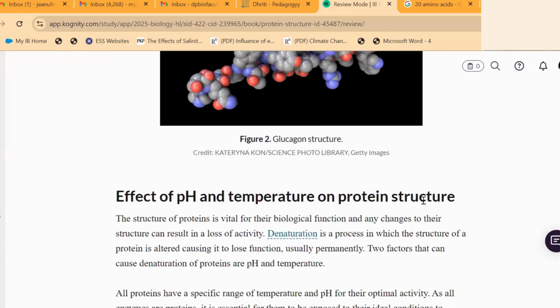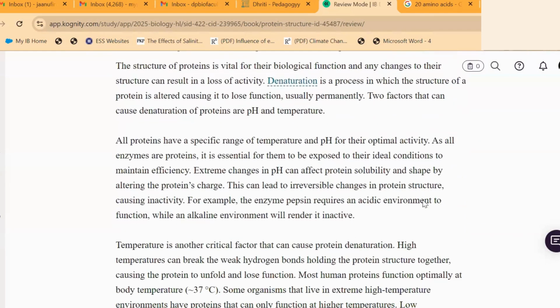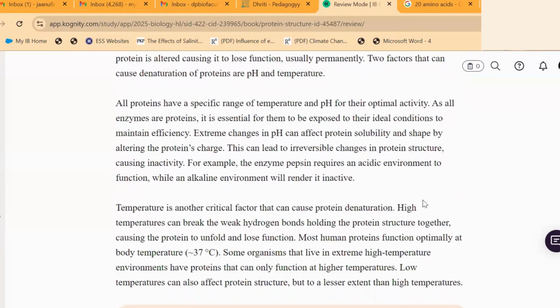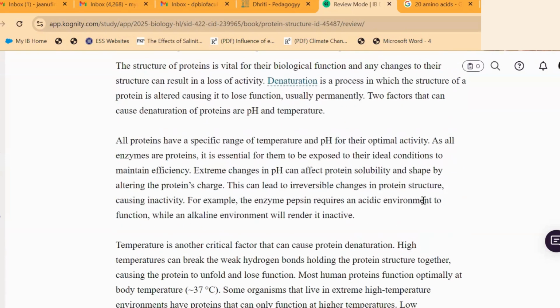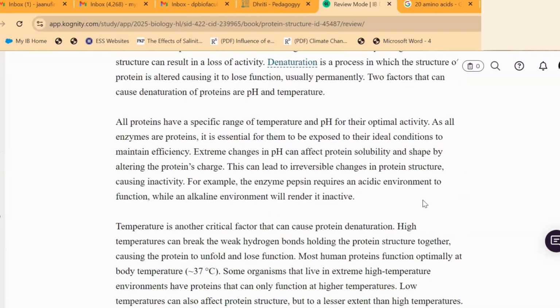Okay, the next one is the effect of pH and temperature. So you would have heard about denaturation. What is denaturation? It's when the active site just doesn't work anymore due to maybe high temperatures or differences in pH. The enzyme and the substrate don't bind together anymore. Why don't they bind together? Because the structure of the enzyme can change.